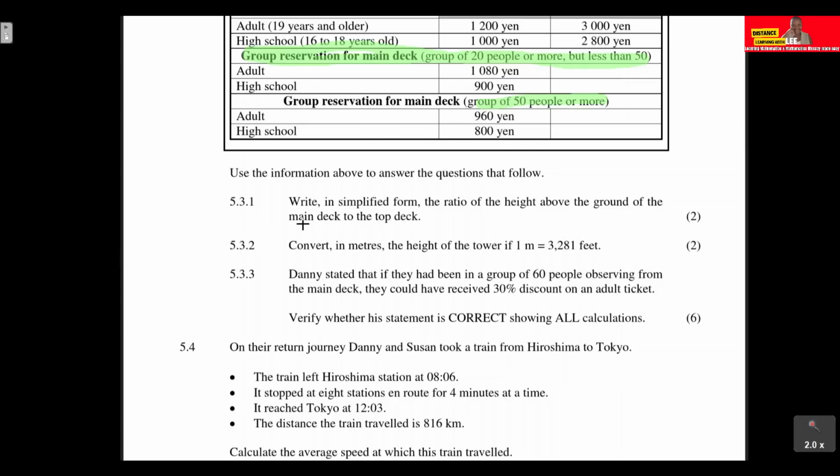It says we need to write the ratio in simplified form. We already know that to start off a ratio, it needs to be 1 is to something.